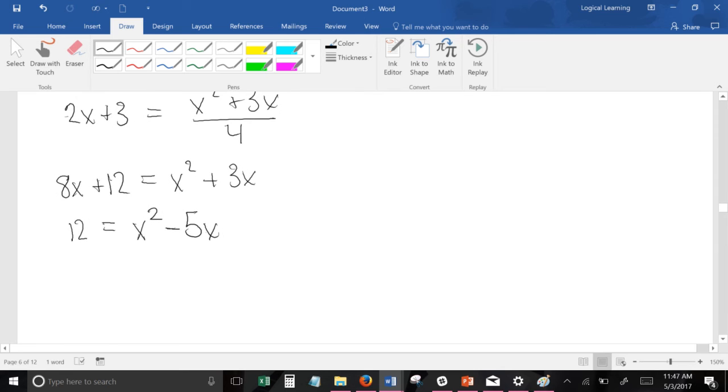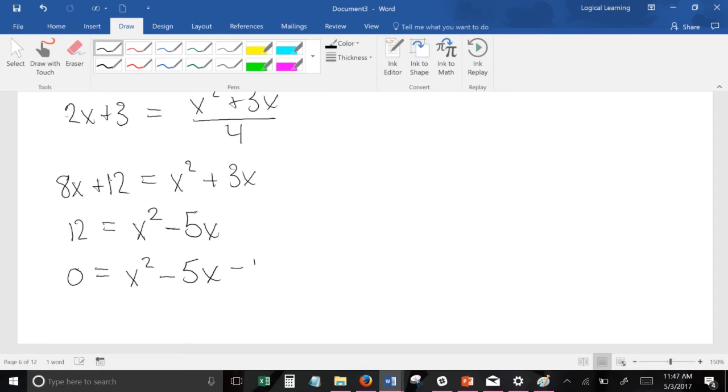And then we're going to subtract 12 from both sides. We're going to get 0 is equal to x squared minus 5x minus 12. So now the first thing we want to look at is, can this be factored? So let's look at the factors of 12. We have 1 and 12, 2 and 6, 3 and 4.